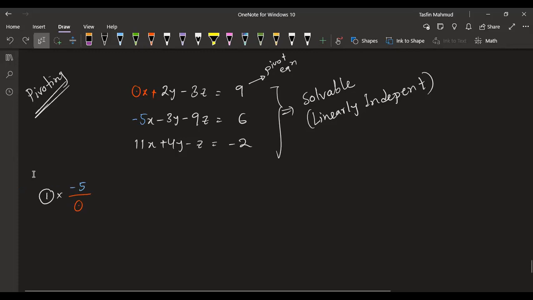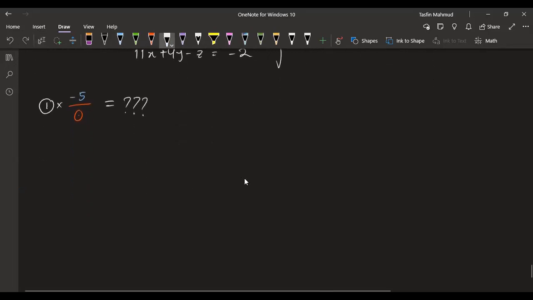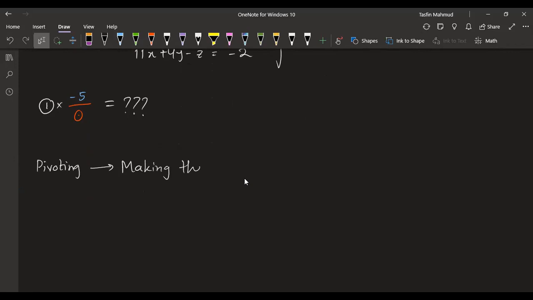So pivoting means making the pivot elements non-zero, making sure that the pivot element is non-zero.